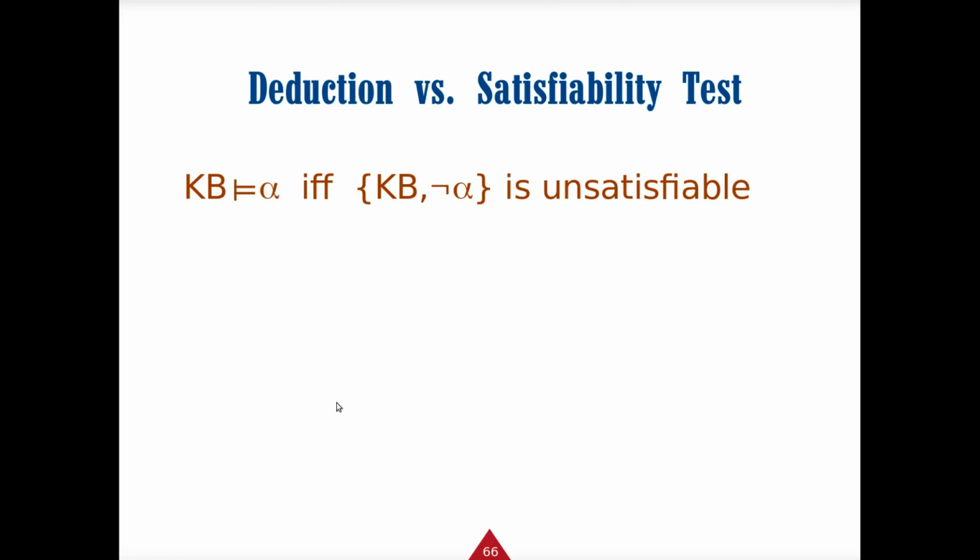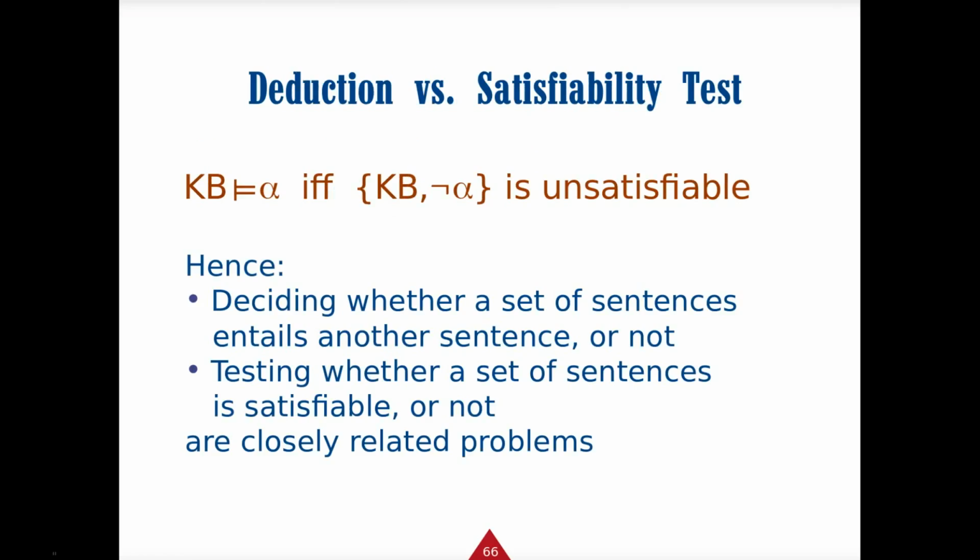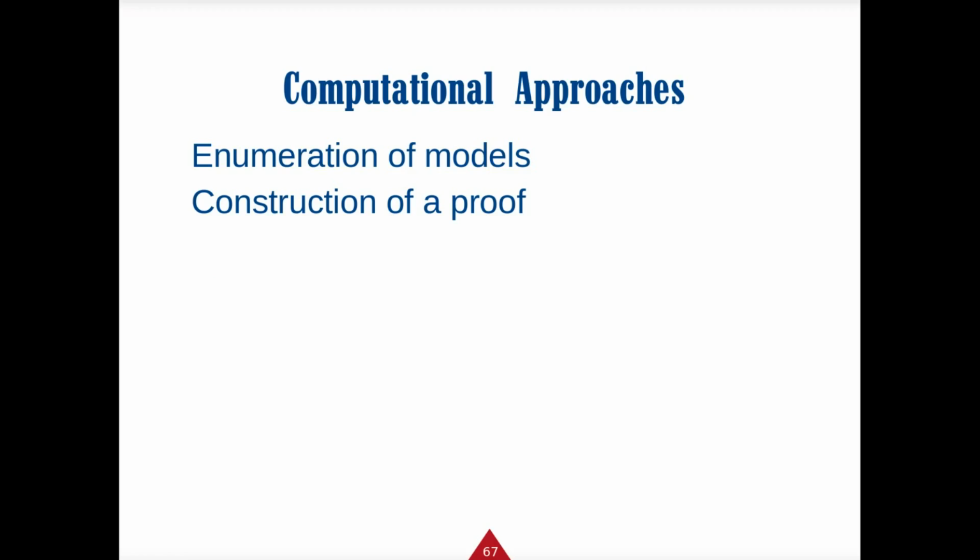There are a few ways to do this. We have a deduction, or we have a satisfiability test. The knowledge base entails alpha if and only if knowledge base and not alpha is unsatisfiable. Hence, deciding whether a set of sentences entails another sentence and testing whether a sentence is satisfiable are closely related problems. They are very similar problems.